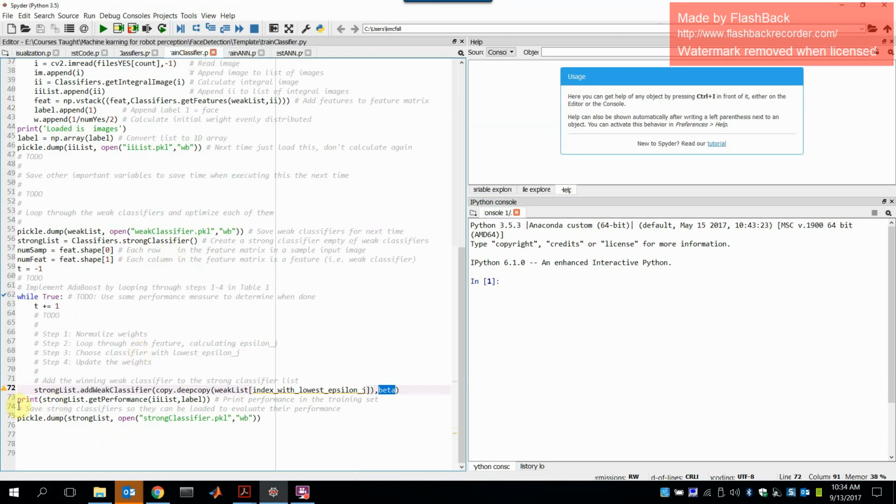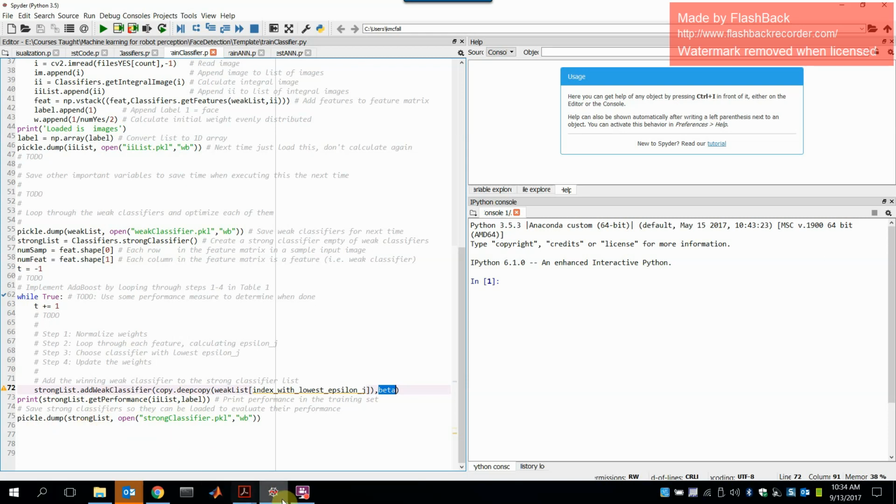All right. And then after it's done, I just have it print what the performance is. And then I go ahead and pickle dump the strong classifier so that when you actually run the evaluation stuff, you can just load it. Okay?